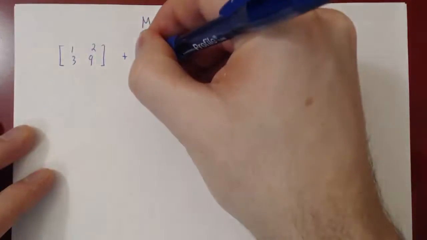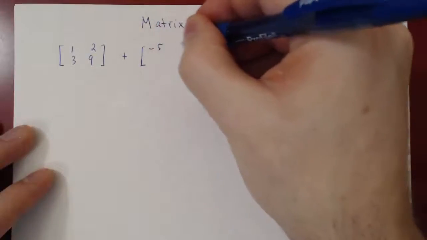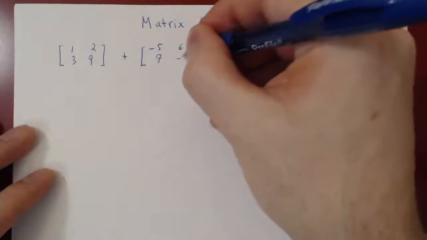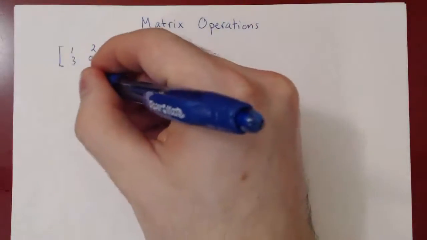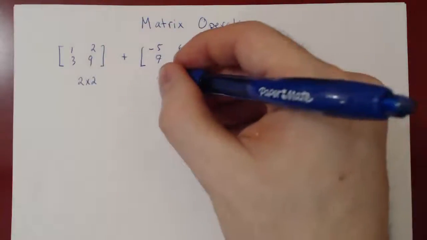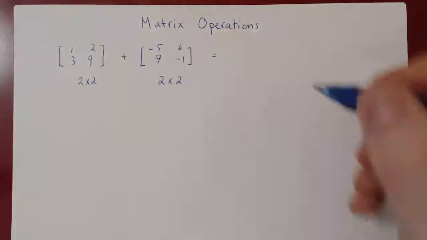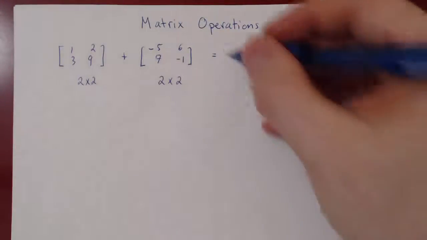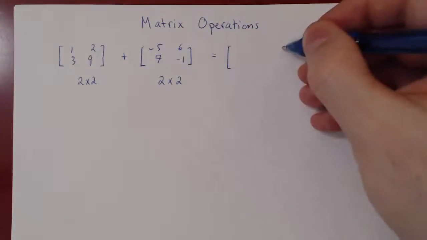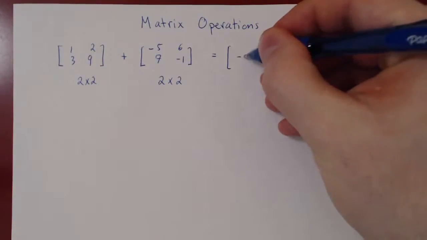If I consider this matrix, say 1, 2, 3, 9, plus the matrix, say -5, 6, 7, -1, well, this is a 2 by 2 matrix, 2 rows, 2 columns. This is a 2 by 2 matrix, 2 rows, 2 columns. When we add matrices that are of the same size, the new matrix is of the same size, and we simply add corresponding entries.